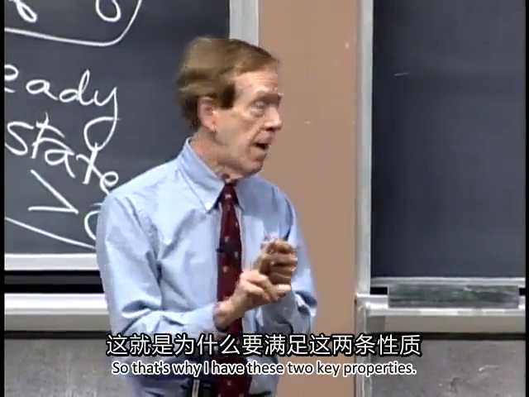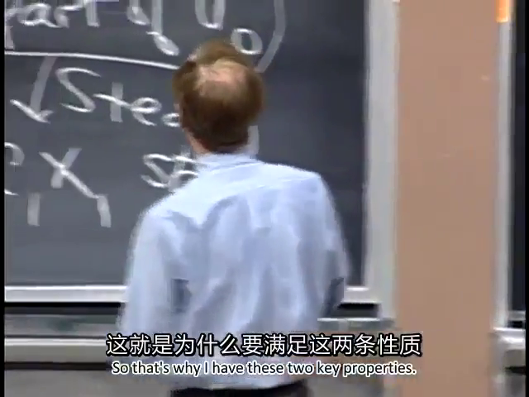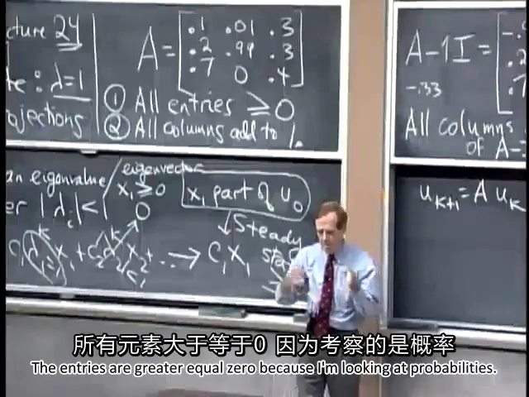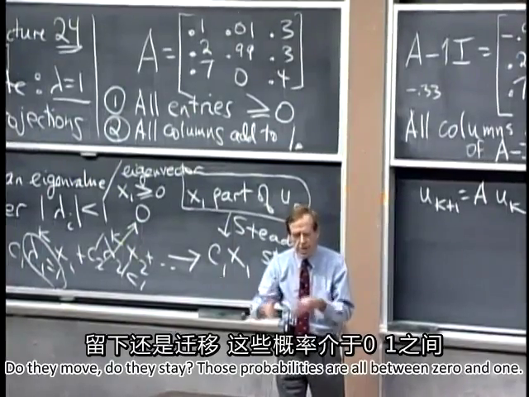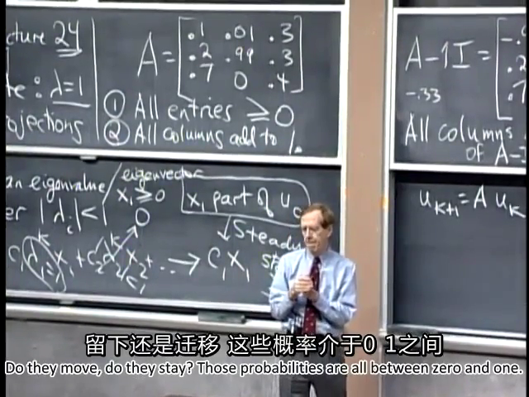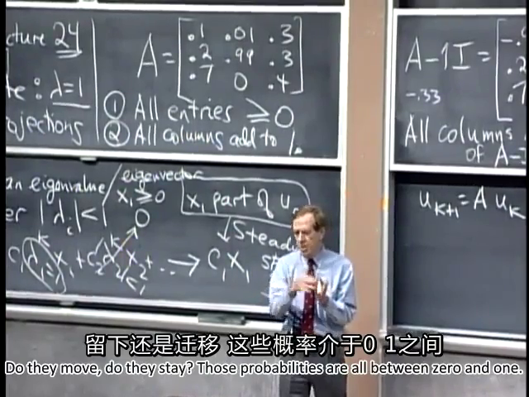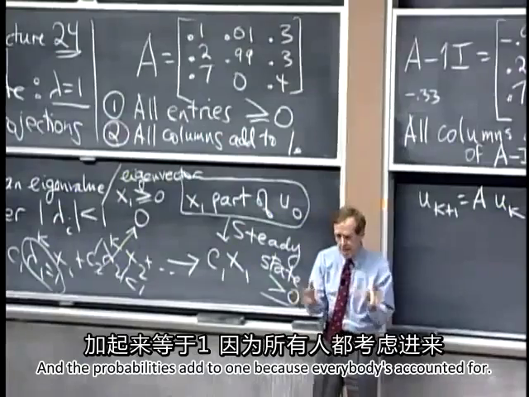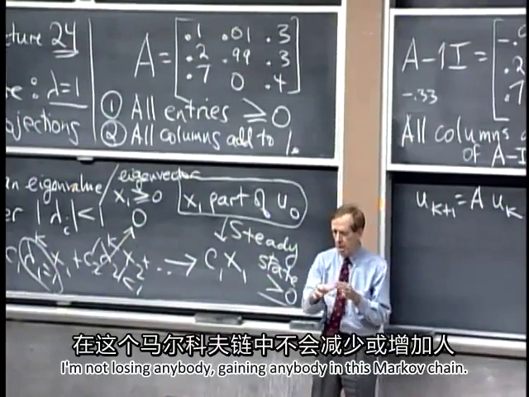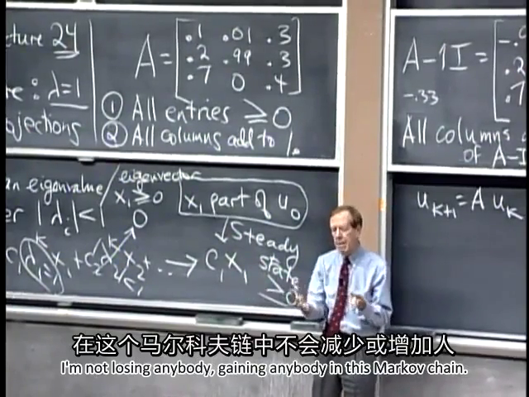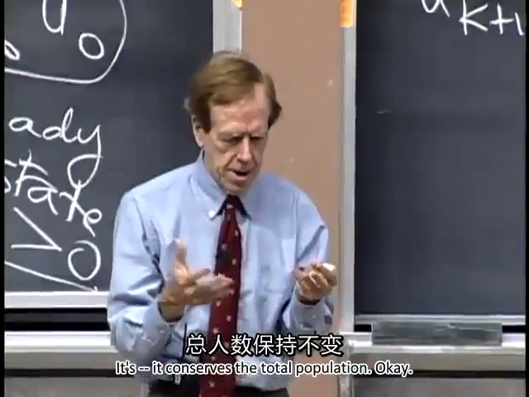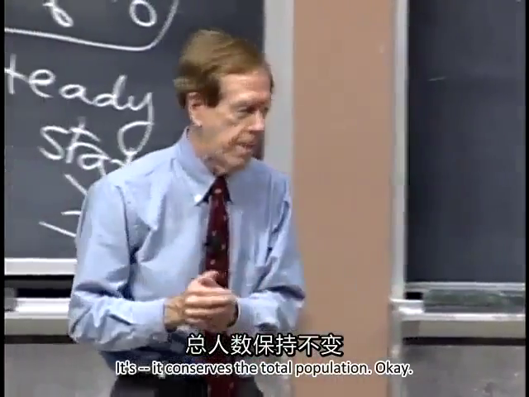So that's why I have these 2 key properties. The entries are greater or equal to 0 because I'm looking at probabilities. Do they move? Do they stay? Those probabilities are all between 0 and 1. And the probabilities add to 1 because everybody's accounted for. I'm not losing anybody, gaining anybody in this Markov chain. It conserves the total population.